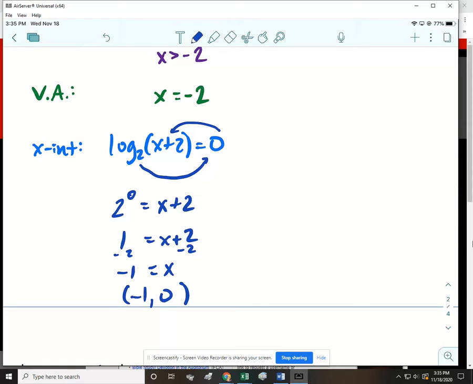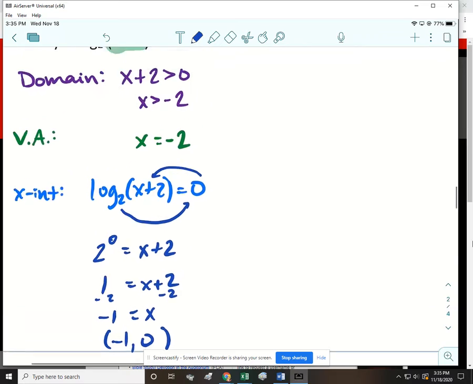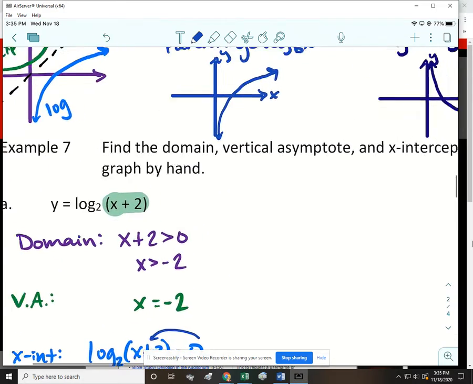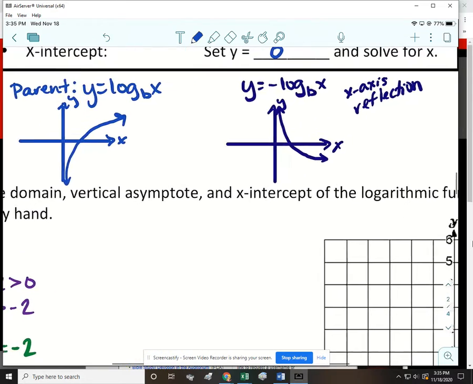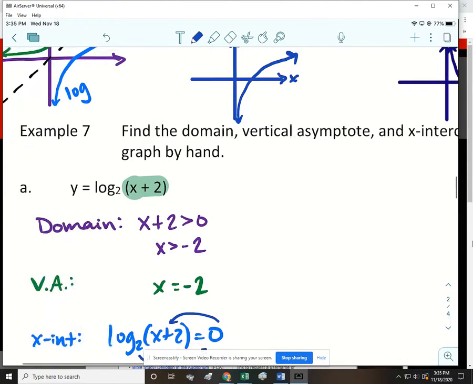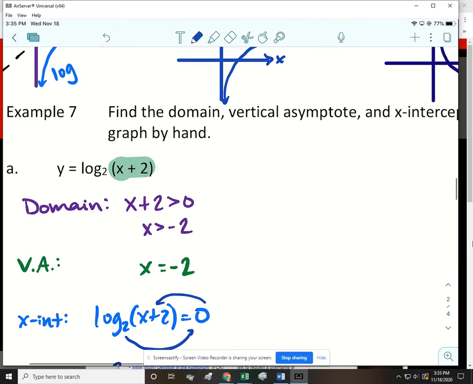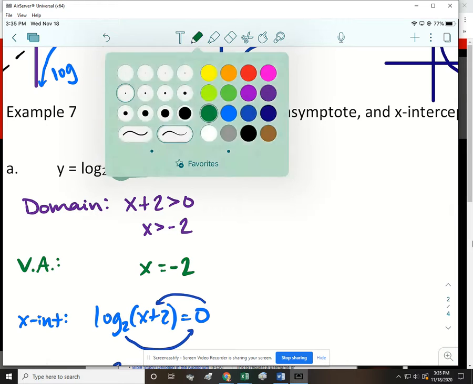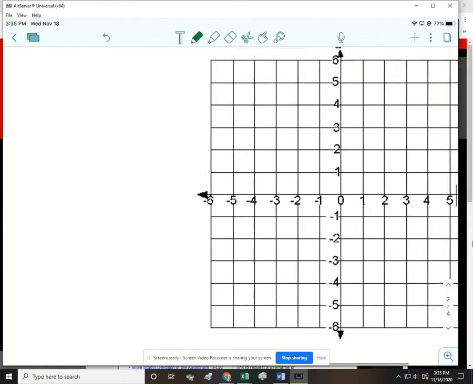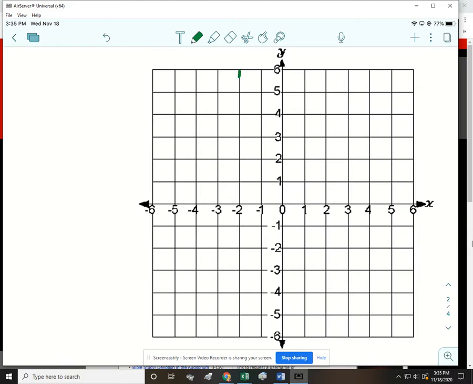All right, and this graph doesn't have any kind of reflection. If there was a reflection, you would have a negative in front of the log or a negative inside close to the x, and we don't. So what we'll do is just graph the vertical asymptote at x equals negative 2. And don't forget, vertical asymptotes are graphed by doing dashed vertical lines.